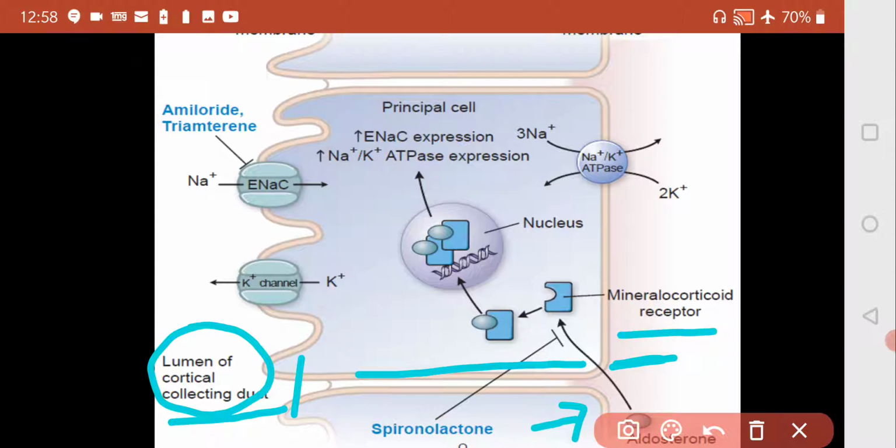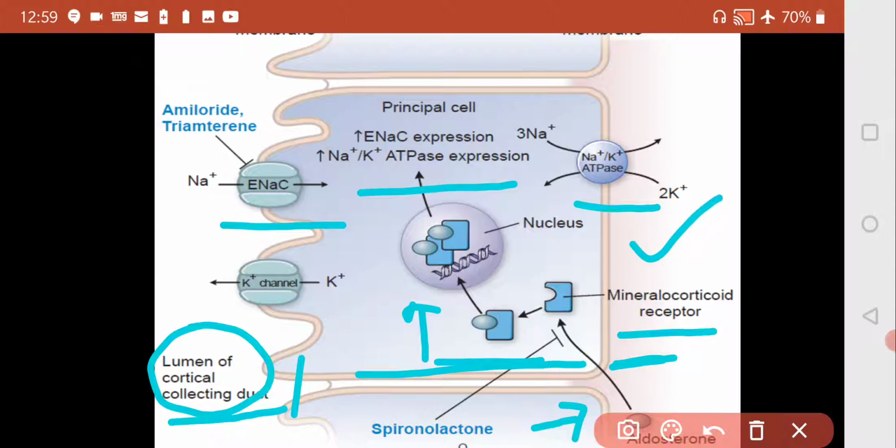It is a corticosteroid type, and the receptor is cytosolic. Then it goes inside the nucleus and binds with the corticoid response element, and ultimately there is formation of various structural proteins. There is transcription, and it increases the expression of the epithelial sodium channel. It also increases the Na+ K+ ATPase at the basolateral membrane.